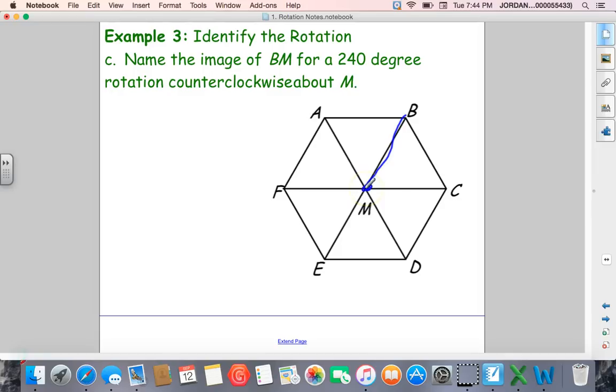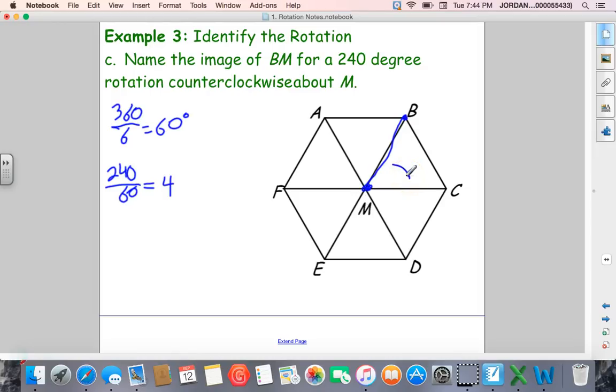So M is our center. We've got a hexagon, so that means since it's 360 degrees for a circle and there's 6 sides, every time we go 60 degrees, we're going to be mapped to a new place. So how many turns is 240 degrees? 240 divided by 60 is going to be 4 turns. So I'm going to do 4 turns from the line BM, and it's going to go counterclockwise about M.